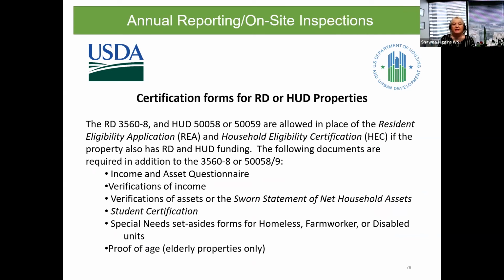So the following documents are required in addition to these forms. So we want an income and asset questionnaire. If they don't have one, you can use our REA. Verification of income, the verifications of assets or the sworn statement of net household assets, the student certification, special needs set aside forms for just the disabled unit, and the large household. So you can cross out the homeless and farm workers. Sorry about that. And then the proof of age, if it's an elderly property. Please do not send the EIV reports. We are not approved to receive those. So if you do use EIV, you're going to have to do the old-fashioned verification of incomes for us, because we can't use that form.